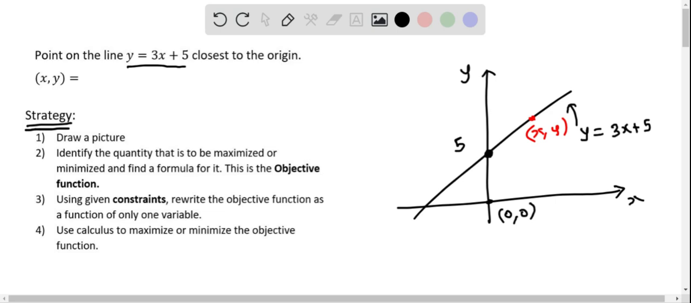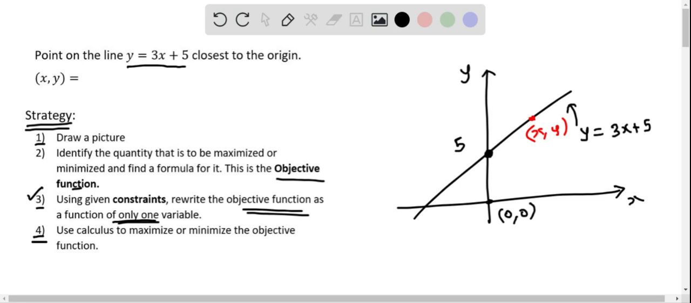In the first step, we draw the picture, and in the second step, we identify the quantity that has to be maximized or minimized, and we write a formula for it. This is basically the objective function. In the third step, we use the given constraint to rewrite the objective function as a function of only one variable. This is an important step in solving this type of problem. After we figure out the objective function, we have to make sure, using the constraints, that it is written in just one variable. And finally, we use calculus to maximize or minimize the objective function.